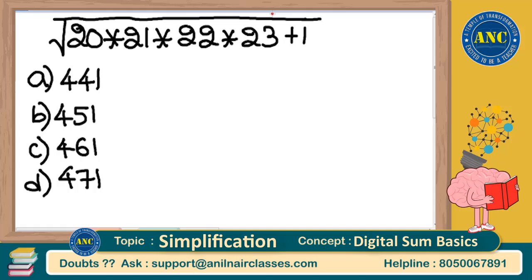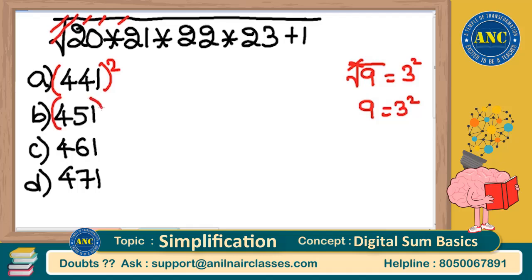Now, whenever you have square root, to apply digital sum, suppose for example square root of 9 is 3. What I will do is, I will remove the square root and put square on the other side. 9 will be equal to 3 square. Same thing I will do here. I will remove the square root and put square on each and every option. Now there is no square root in my question.